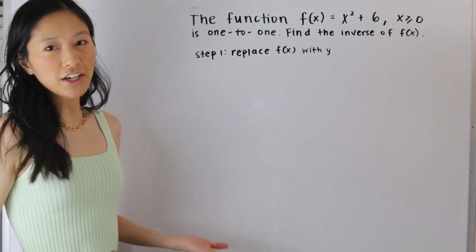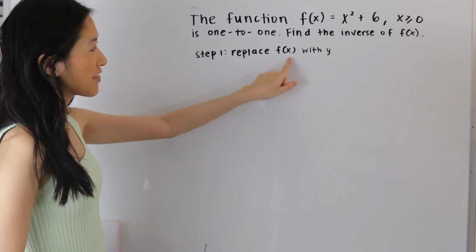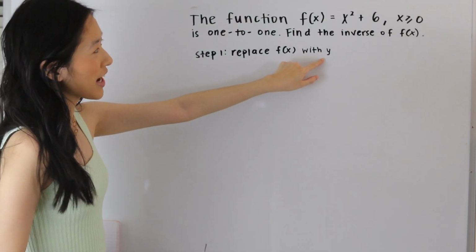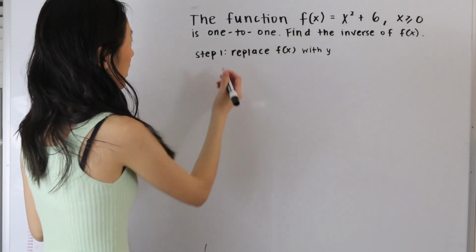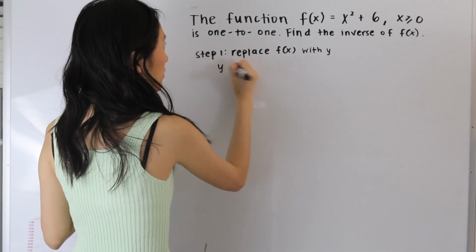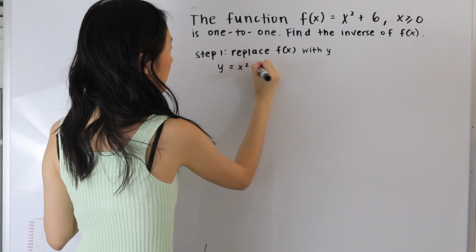So the first step when we're trying to find the inverse of a function is to replace f of x with y. So let's go ahead and do that. Here we have f of x, and so we're going to write y is equal to x squared plus 6.